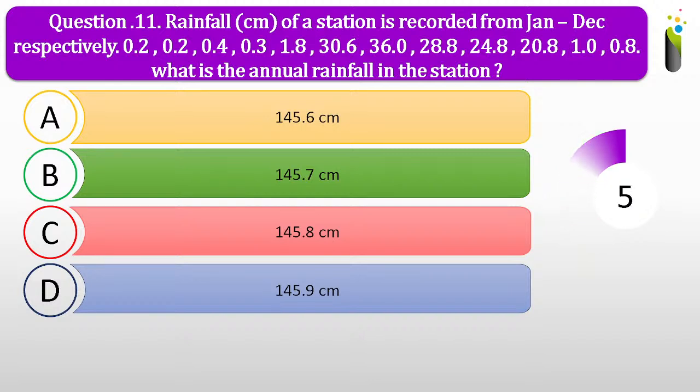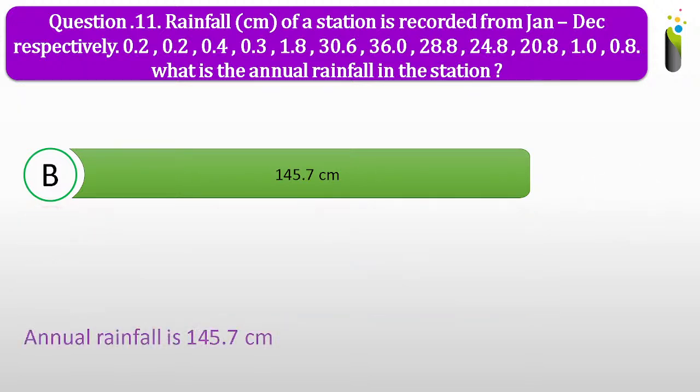So what should be the answer for this question? What is the annual rainfall in the station? And the correct answer is 145.7. Annual rainfall is 145.7. The correct answer is B.